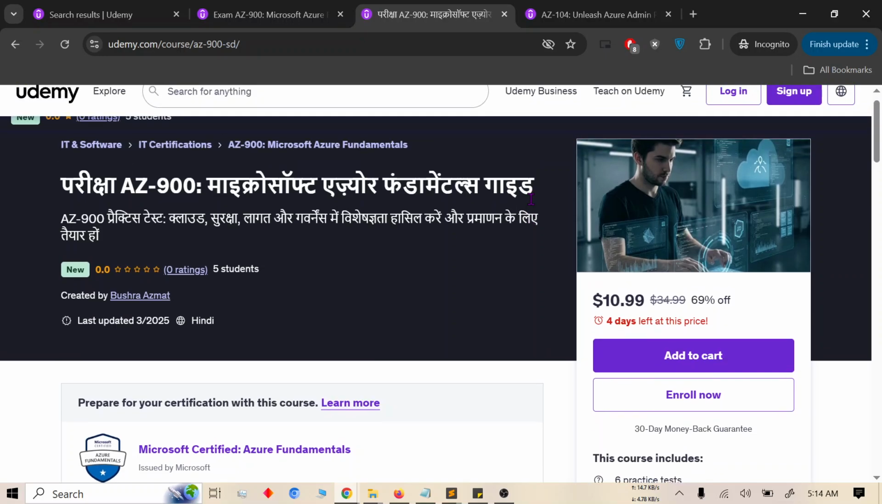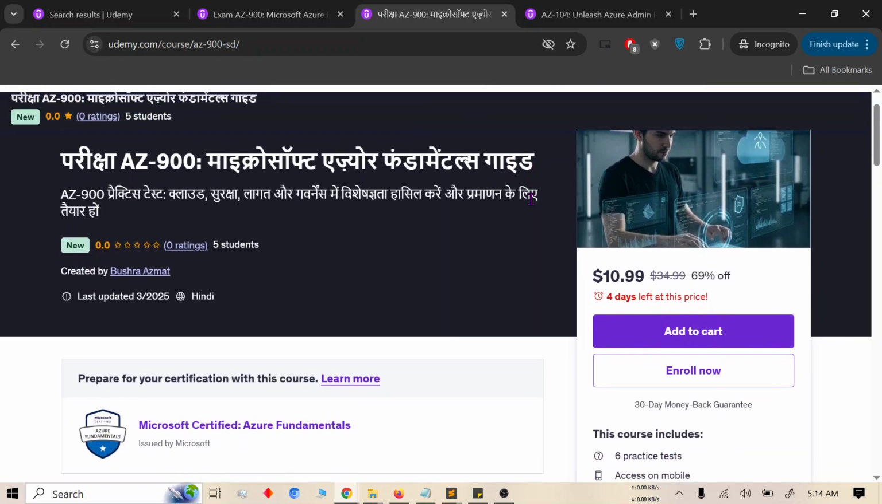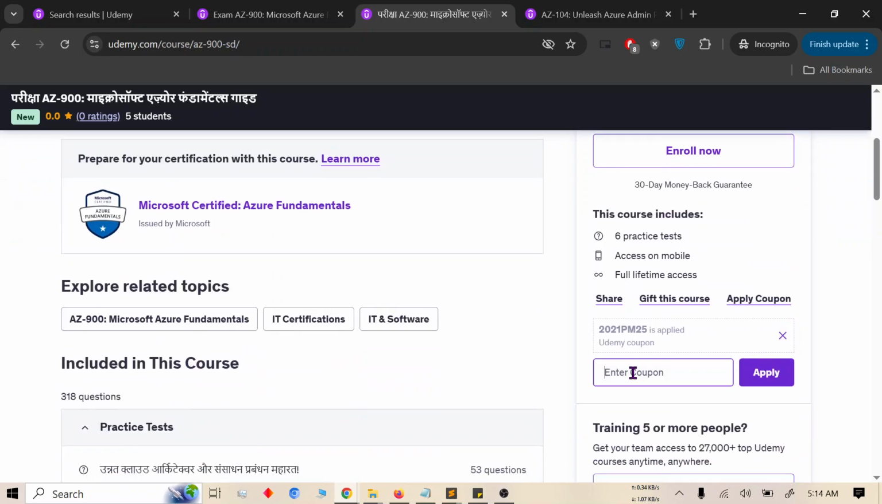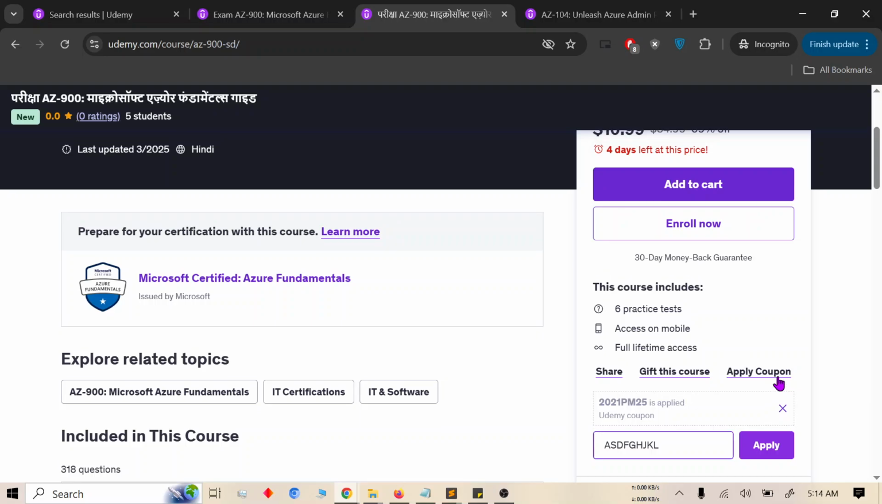And then here is the next one, and this is the same practice test, but it is in the Hindi language. Now this course coupon is capital A S D F G H J K L, and that's it. Now apply it.